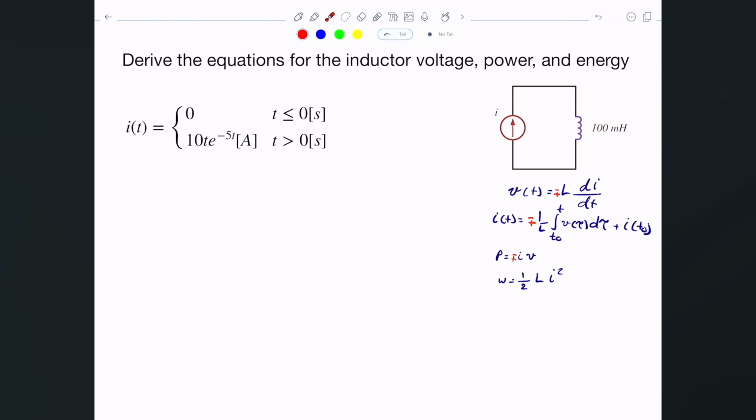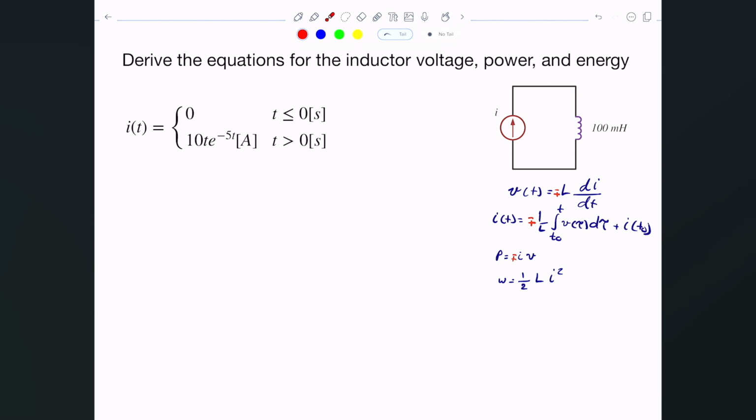0.1 Henry. You can substitute 100 millihenry or 0.1 Henry; I'll just keep it at 0.1 Henry. So we go on from there. Based on this equation, all we have to do is multiply 0.1 times the derivative of the current. So we can go ahead and say V of t.